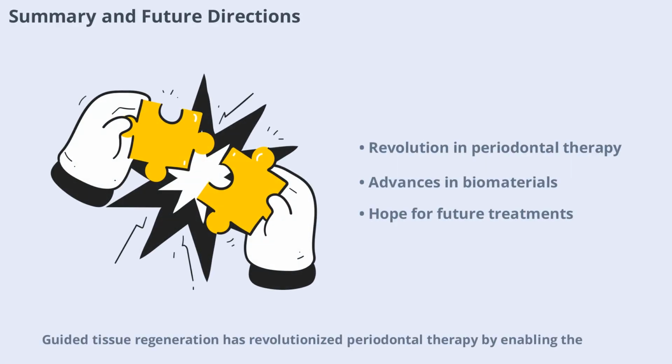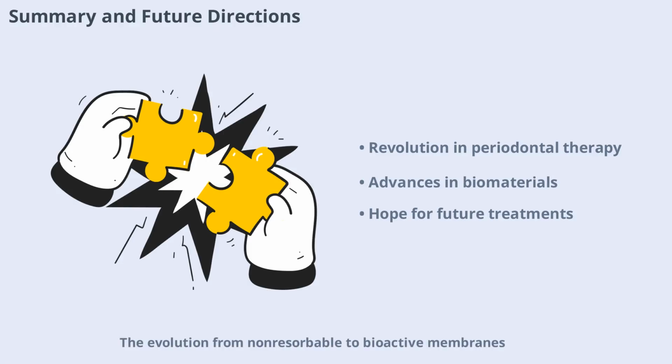Guided tissue regeneration has revolutionized periodontal therapy by enabling the regeneration of lost tissues through selective cell repopulation and advanced biomaterials. The evolution from nonresorbable to bioactive membranes, the integration of growth factors, and the application of tissue engineering principles have all contributed to improved clinical outcomes. As research continues, new materials and techniques will further enhance the predictability and success of regenerative procedures, offering hope for patients with advanced periodontal disease.